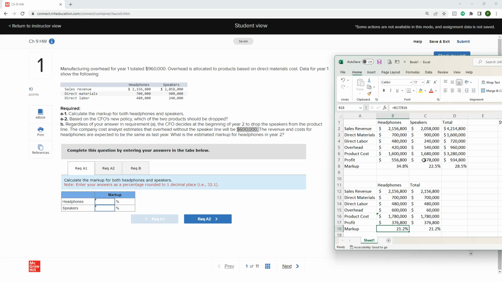So what happened here? Our sales revenue, materials, and labor were all the same, but the overhead was different. The overhead didn't stay at $420,000 like it was in part A. It rose to $600,000. Now, if we were able to keep overhead the same, then yeah, our markup percentage would have been the same, and so our overall markup percentage for the company would be 34.8%. But again, a lot of times when we make a decision like cutting a product line, it's going to affect other costs indirectly, and it did so in part B. So our overhead rose to $600,000, and so our overall markup fell as well.